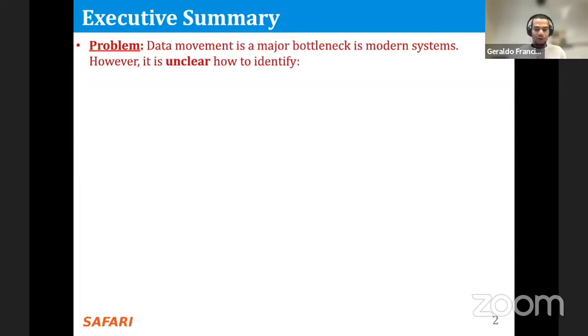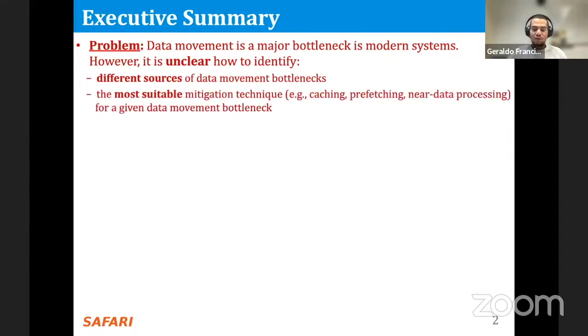As we probably know at this point, data movement is a major bottleneck in today's systems. However, so far, it was unclear to us, or to the literature in general, how to identify different sources of data movement bottleneck in applications and the most suitable data movement mitigation mechanism, for example, caching, prefetching, or near data processing, for a given data movement bottleneck in a systematic way.